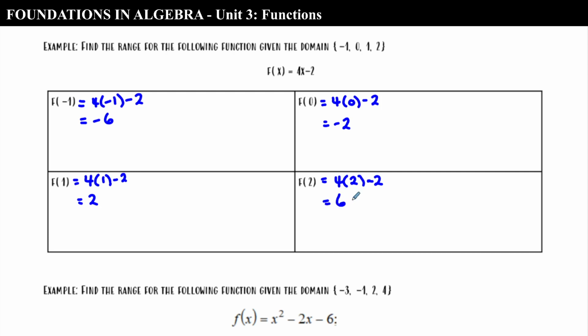So in each one of these cases, we're just plugging in our value of x from our domain to find what our value for our range would be. So the range of this would be -6, -2, 2, and 6. That would be our range.